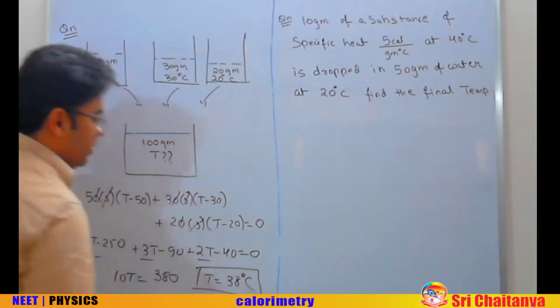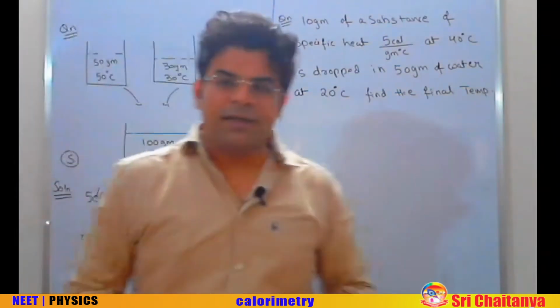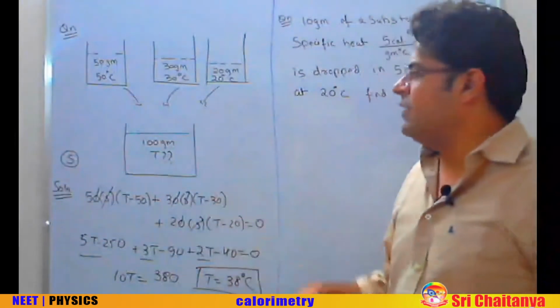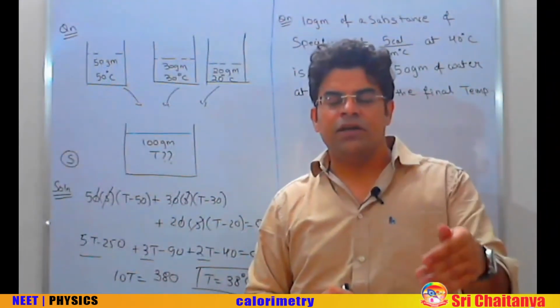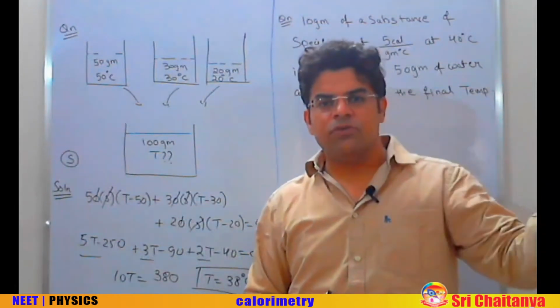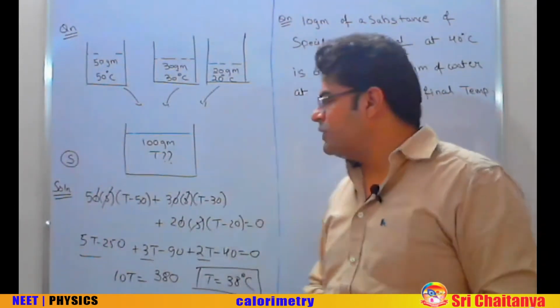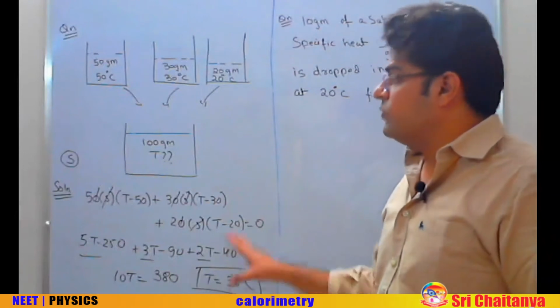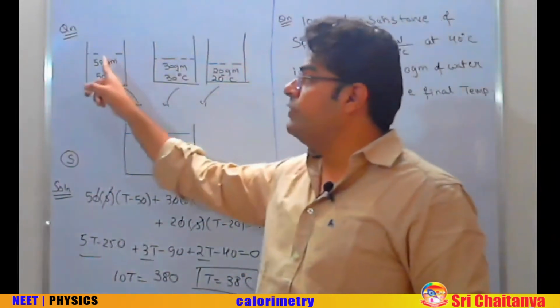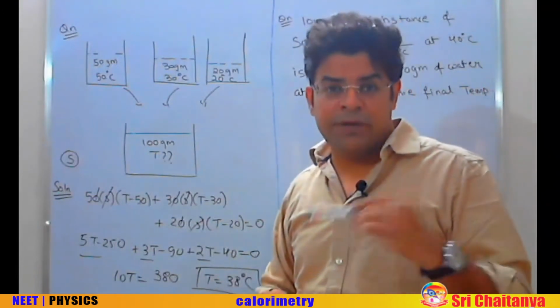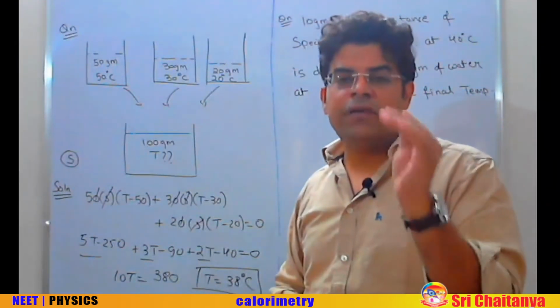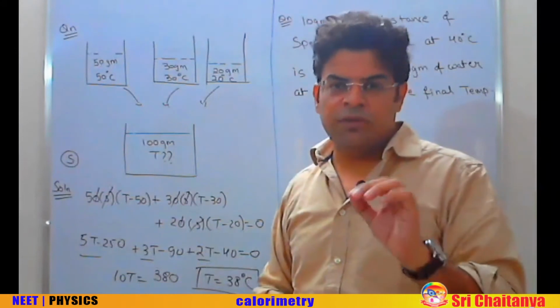Now here, kids, one thing. You might think: why is he using this method when we have already learned the method of m1 t1 plus m2 t2 plus m3 t3 upon m1 plus m2 plus m3? That works only in the cases where the specific heat is the same. If the specific heats of the substances being mixed are different, then you can't use m1 t1 plus m2 t2 plus m3 t3 upon m1 plus m2 plus m3.